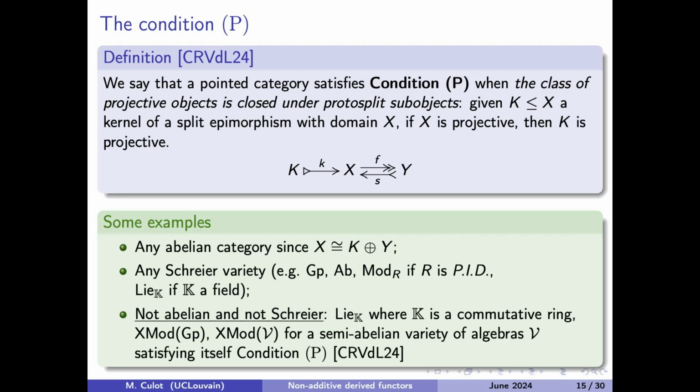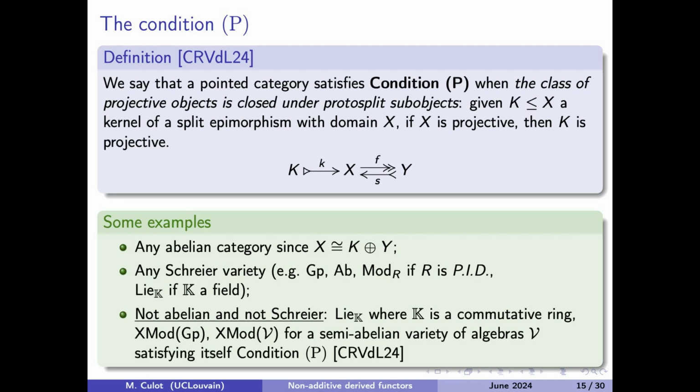And moreover, we have another class of trivial examples, which are the Schreier varieties. Varieties where the subobjects are closed, such as groups, rings. Modules when R, the ring, is a principal ideal domain, or algebras where K is a field. This is important because if you don't have K a field, this fails. However, we have other examples of such categories satisfying this condition, which are not abelian and not Schreier.